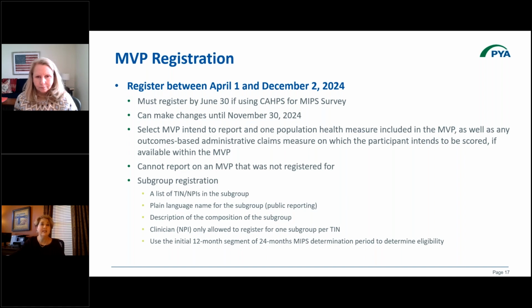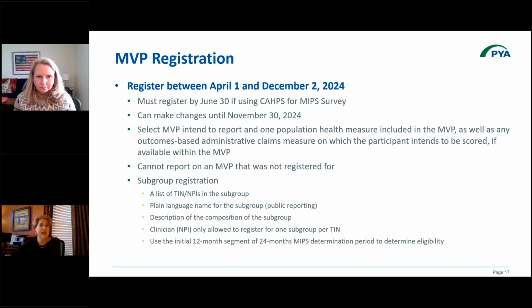You can make changes, interestingly, until November 30th of the performance year. So we have a little extra time that you can register for the MVP and not make a change with, I think, how the dates are falling. When you register, you need to know ahead of time what MVP you intend to report, which population health measure and outcomes-based measure you intend to use or be scored on. You cannot report on an MVP that you didn't register for, so you need to give that some thought ahead of time, but obviously you have a window to make a change if you feel like you need to.